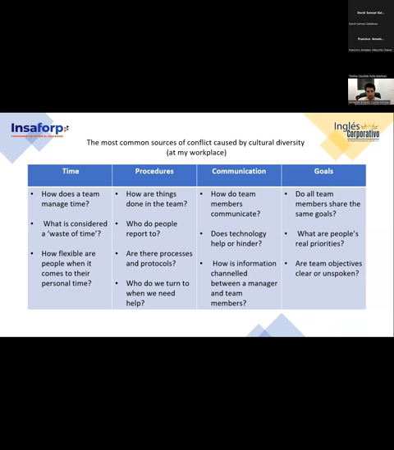Sources of conflict. So let's do this. I know the instruction is asking us to do something a little bit different, right? But I need you to do something similar. Please think about the sources of conflict caused by what we have been talking about, right?